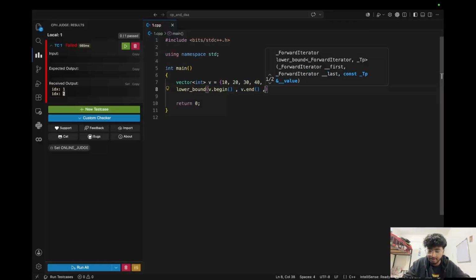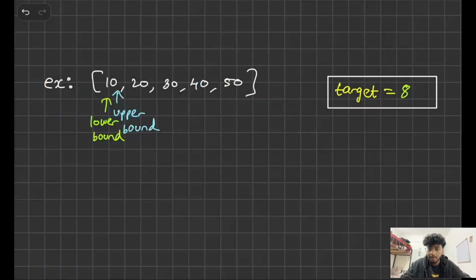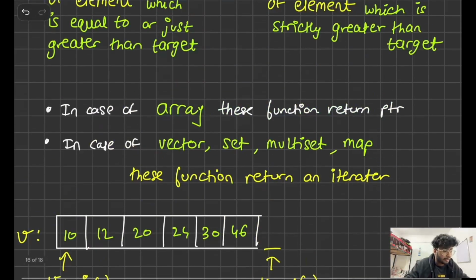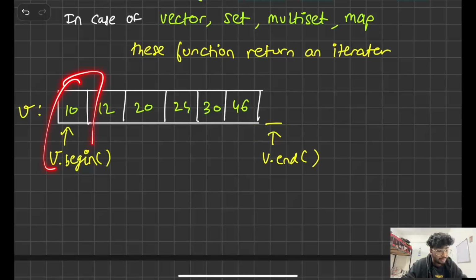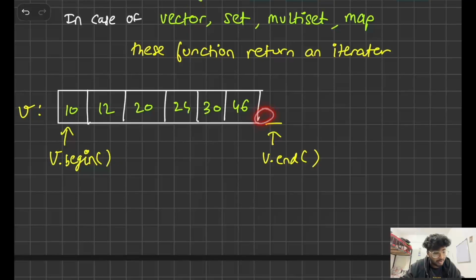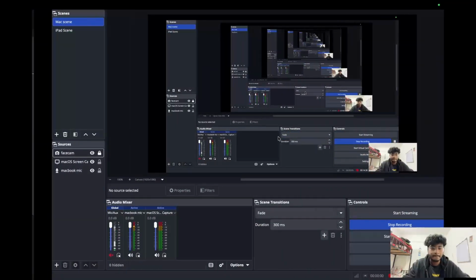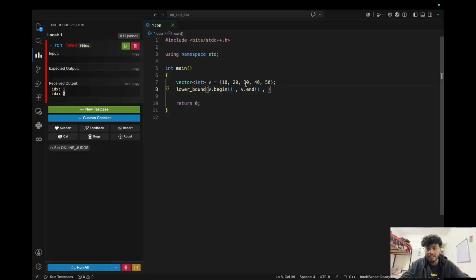Let me just show you again. As I've told in our example, this iterator shows the beginning, and this is the end, which is just after the last element. So this position and this position are given as arguments. Let's come back to our code. I'll just pass these two arguments and the target. Let's write the target here as well. We'll take the same example, we can take 30 here, right? So I'll pass in the target as my third argument.